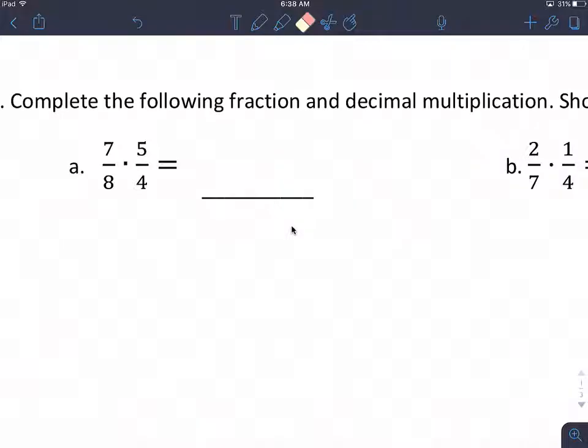Now this one, these are pretty simple. All you have to remember to do is multiply the numerators and then multiply the denominators. So 7 times 5 is 35, and then 8 times 4 is 32. Now looking at that, I can see right away that it's an improper fraction. I know that 35 is bigger than 32, so I'm going to take care of that right away.